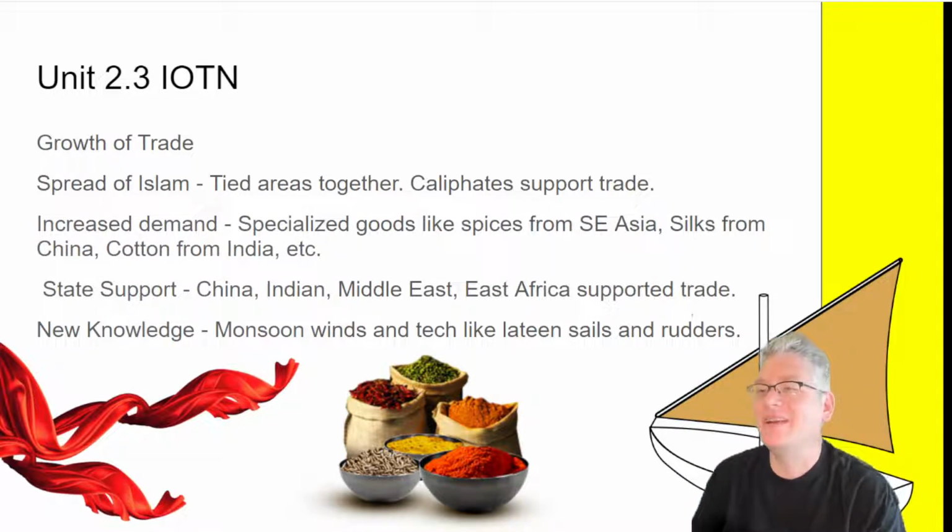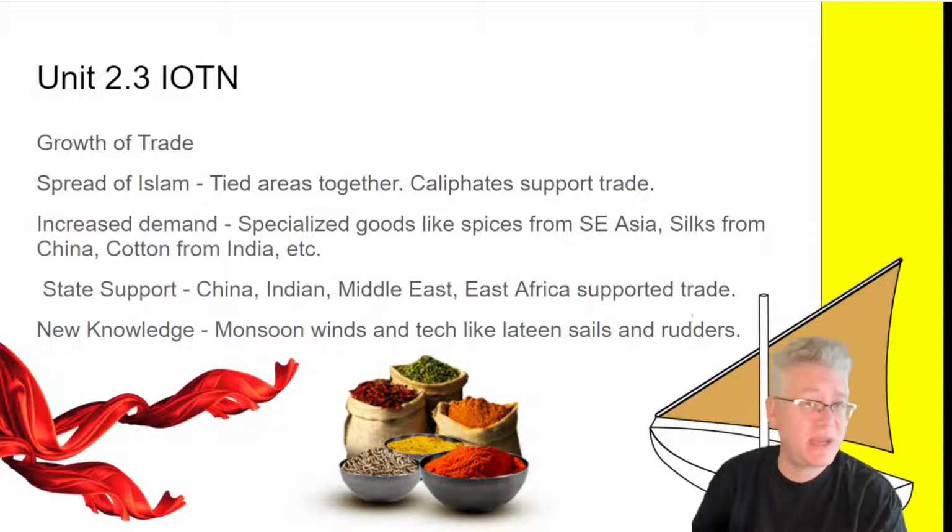Okay, growth of trade. A couple of things going on in the Indian Ocean Trade Network are causing this growth. One is the spread of Islam. As Islam spread throughout this region, it caused people to be tied together in a bigger way, right? Also, the caliphates are going to support this trade. The Abbasid, as well as earlier the Umayyad, are going to support the idea of having some sort of trade. They want trade to take place. Remember, Islam is very supportive of trade.